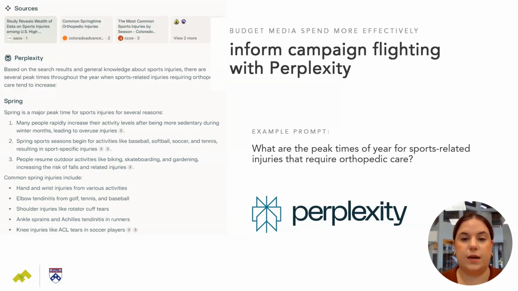So in this case, we used sports medicine as an example. We asked, what are the peak times of year for sports-related injuries that require orthopedic care? Perplexity did some research in a matter of seconds and returned some insight around how spring and fall are peak times for sports injuries. Those are key sports seasons, especially for younger ages. And it gave us some context around what types of injuries might be included in the sports that they're associated with. So this really helped provide context to data we had, which was simply when we are seeing ebbs and flows in click-through rates or inquiry rates or lead volumes, and helped paint a bigger picture around why some of those things are.